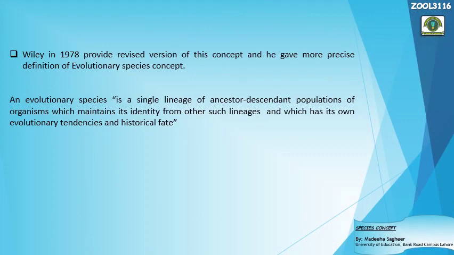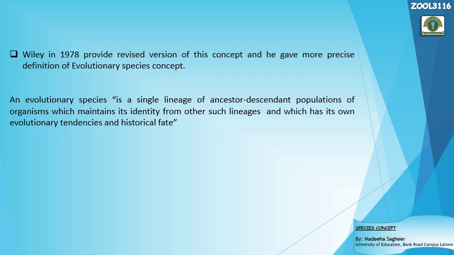Simpson was the first to give the idea of the evolutionary species concept, but Wiley in 1978 provided a revised version of this concept, and he gave a more precise definition of it. So let's have his definition. An evolutionary species is a single lineage of ancestor-descendant populations of organisms which maintains its identity from other such lineages and which has its own evolutionary tendencies and historical fate.